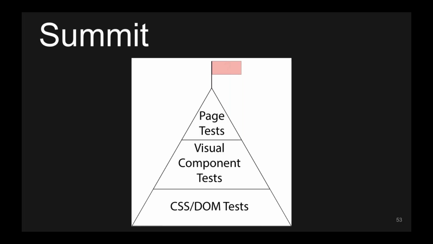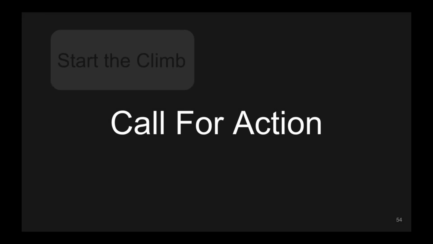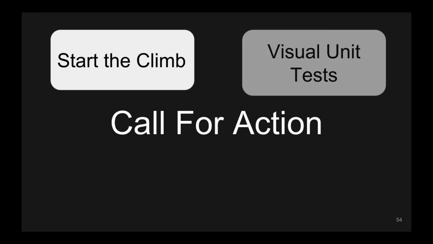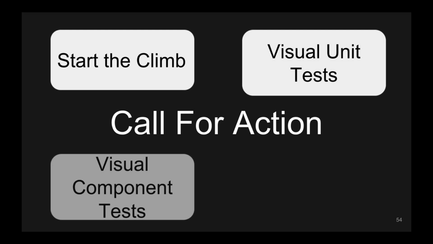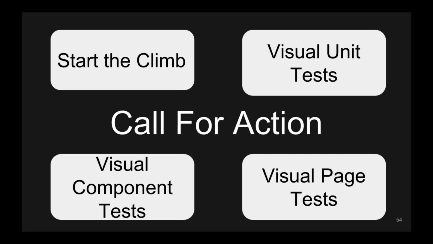And so here we are at the summit of our uphill battle. The question is, how are you going to use this test pyramid? My call to action for you is to start the climb. Start with the visual unit tests, then implement some component testing, and wrap it all up with a few end-to-end page visual test automation. So just get started. It may not be that simple at first, but as you get started, it will get easier and easier for you. So thank you.